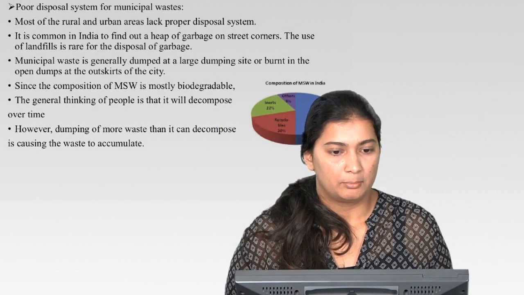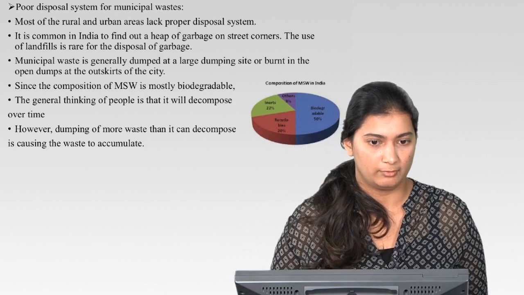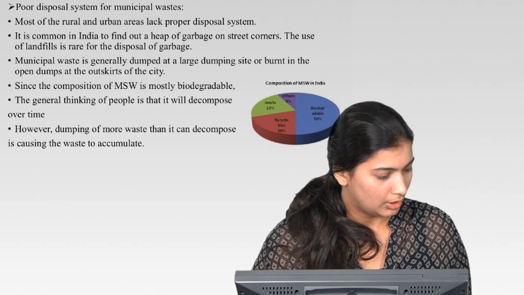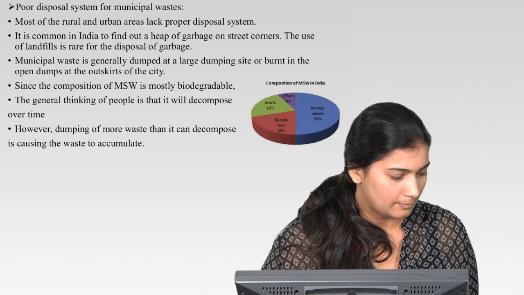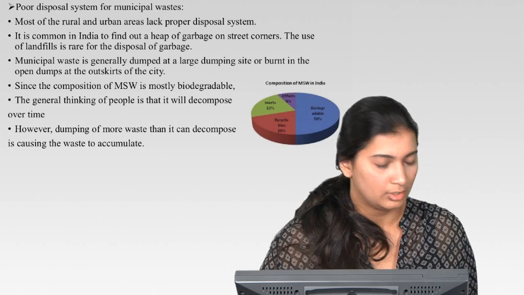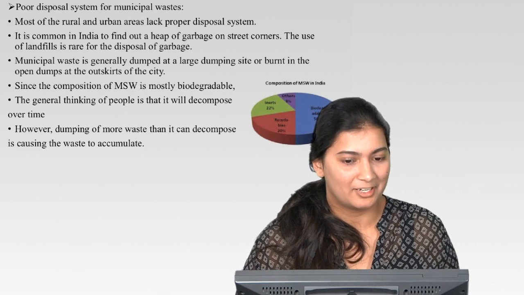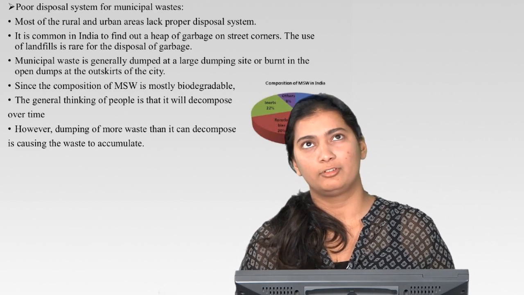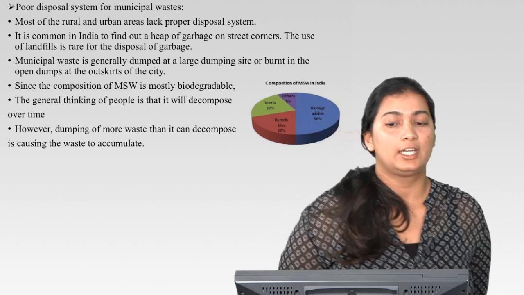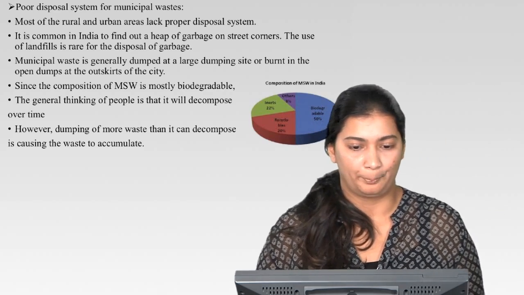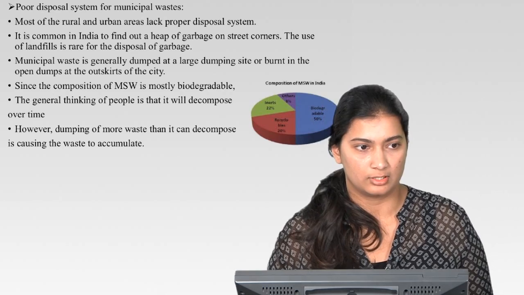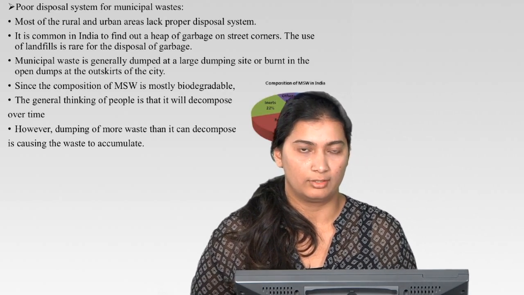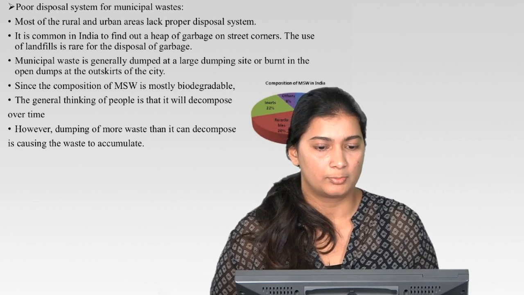Another problem is the poor disposal system of municipal wastes. This is a main source of land pollution in most of the rural and urban areas. It is really common in India to find a heap of garbage on the street corners, except for a few states which are very good at their disposal system. I would say Gujarat is a big one. They have really improved the disposal system.